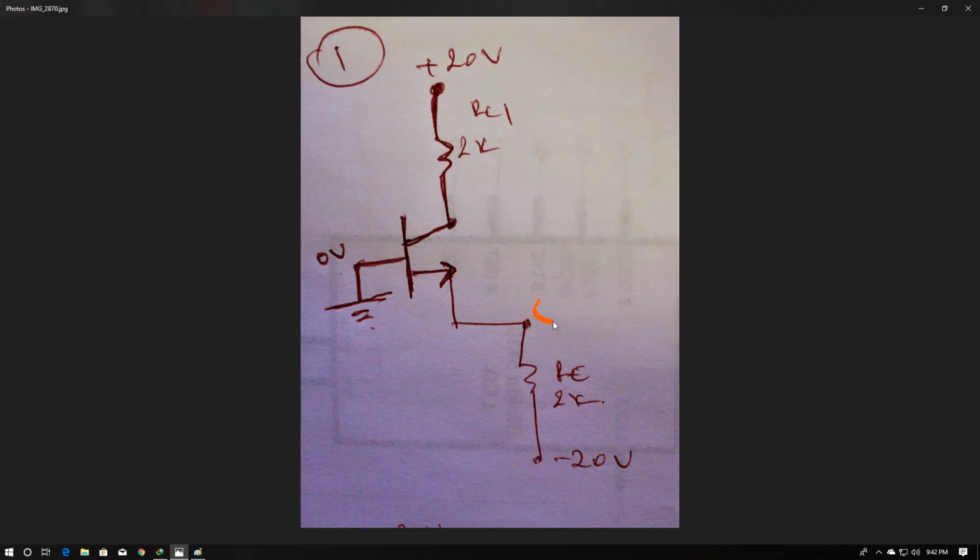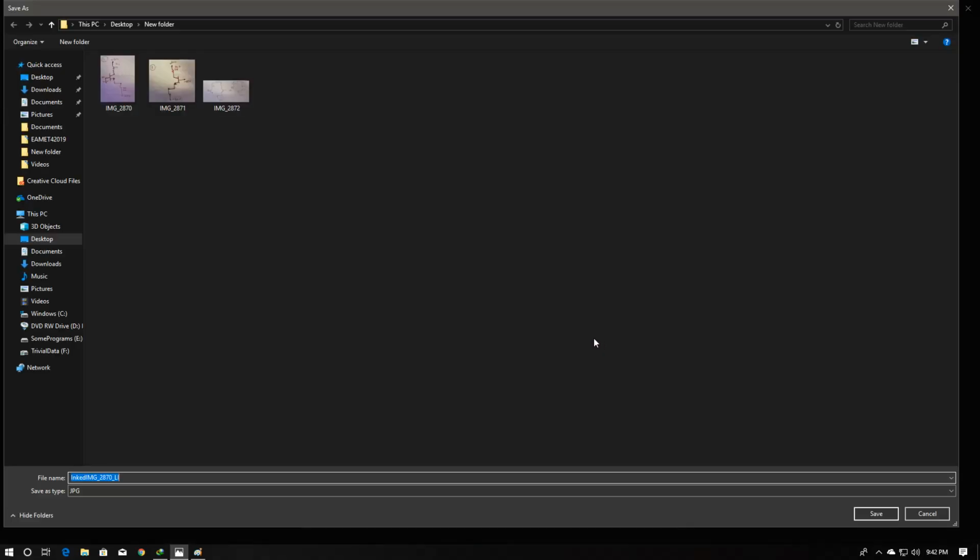The key is to understand where the 0.7 volt here comes from. Okay? Keep that in mind.